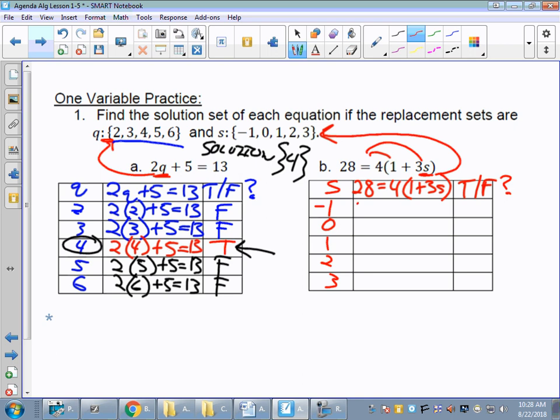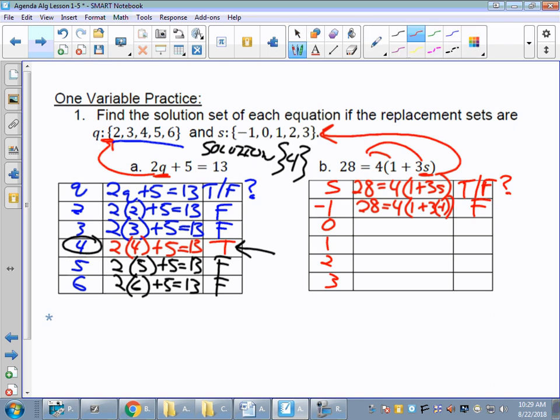So let's go ahead and do the first one. We've got 28 here equals 4 times (1 plus 3 times a negative 1). Okay? And I'll put the parenthesis over there as well. So I'm going to do the parenthesis math here first because that's what order of operations tells us to do. 3 times negative 1 is a negative 3 plus 1 in our parentheses then would be a negative 2 times 4, and so it's looking like it's false. It's not going to be equal to 28.